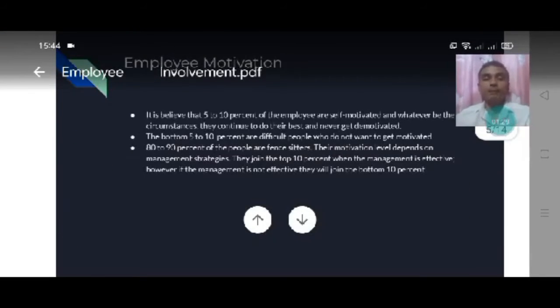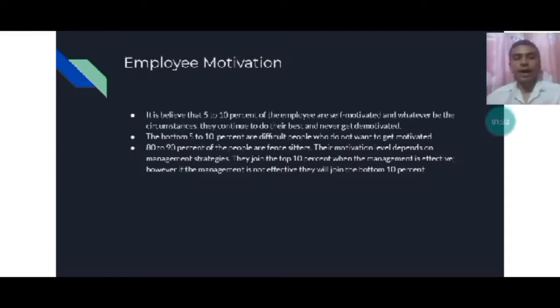It is believed that 5 to 10% of employees are self-motivated and whatever the circumstances, they continue to do their best and never get demoted. The bottom 5 to 10% are difficult people who do not want to get motivated.